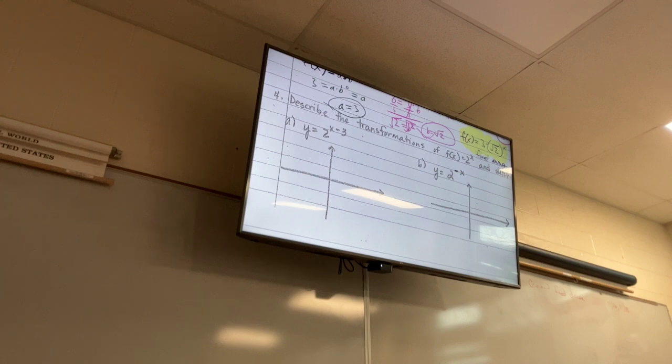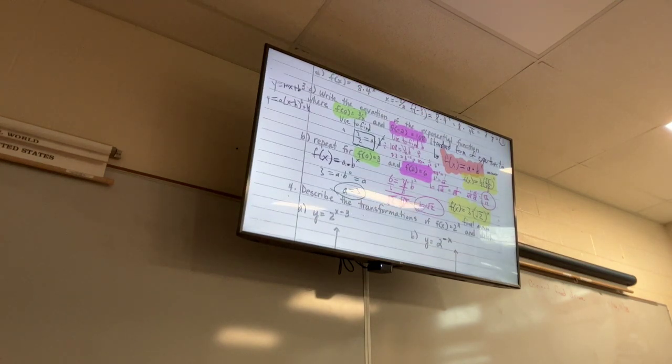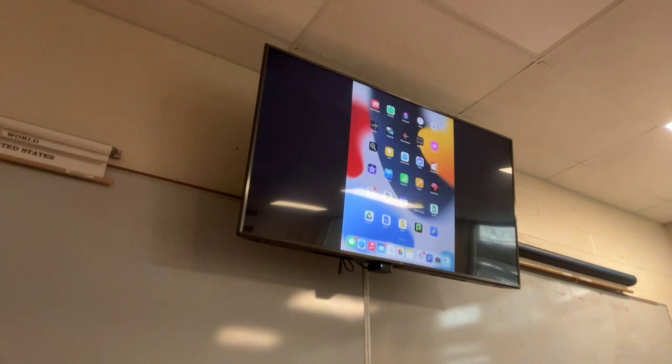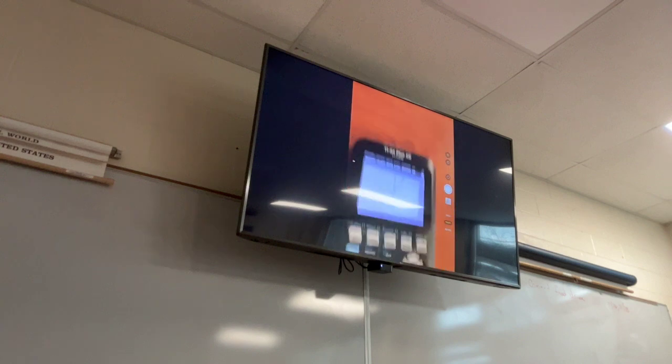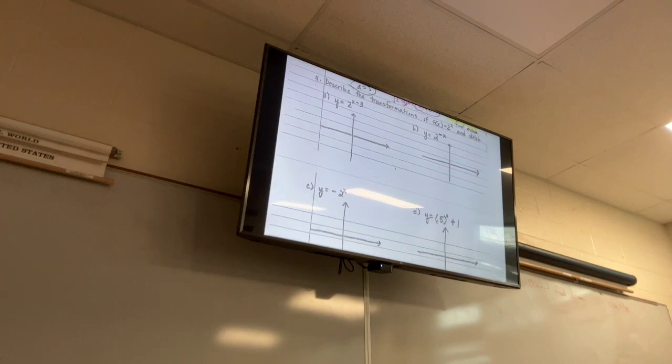All right, so describe the transformations of f of x equals 2 to the x. It's probably a good idea to show you the graph of the original parent function, which I'll do now. Here's the original parent function right there. That's my parent function. Let's draw that in real quick. We talked about this before. I'm just going to draw the parent function here in the middle.